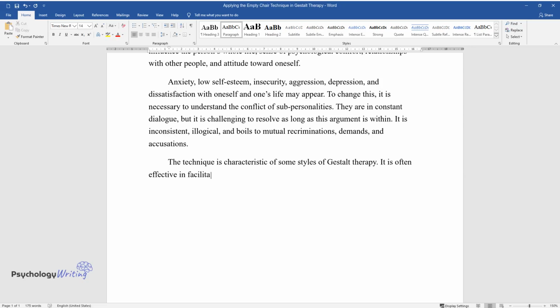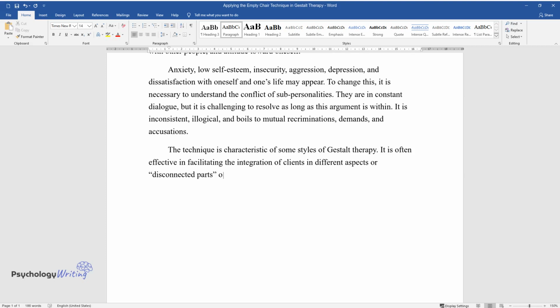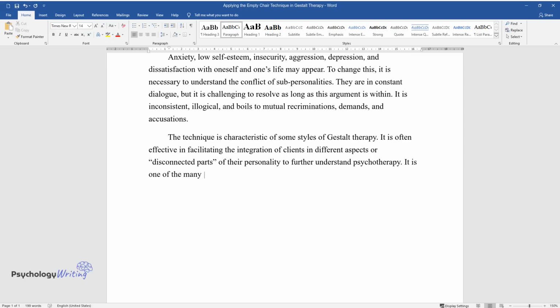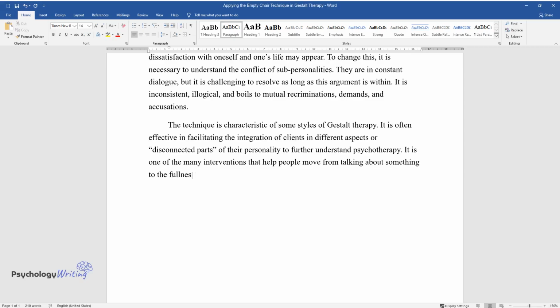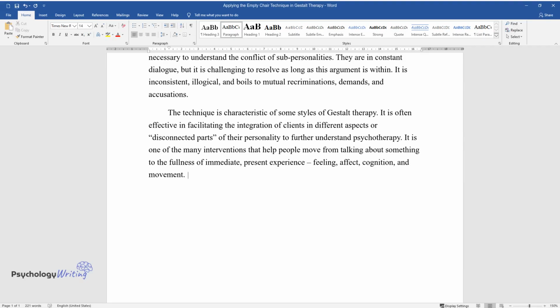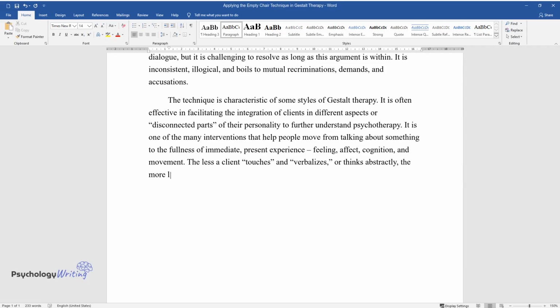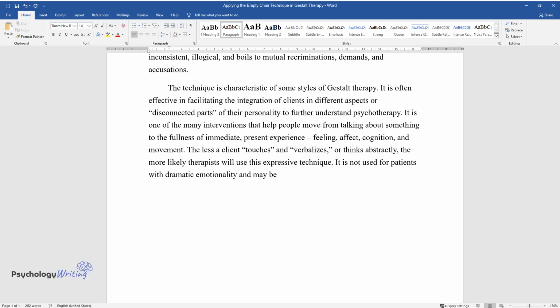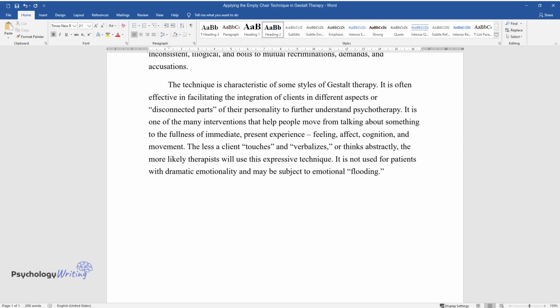It is often effective in facilitating the integration of clients' different aspects or disconnected parts of their personality to further understand psychotherapy. It is one of the many interventions that help people move from talking about something to the fullness of immediate, present experience, feeling, affect, cognition, and movement. The less a client touches and verbalizes, or thinks abstractly, the more likely therapists will use this expressive technique. It is not used for patients with dramatic emotionality who may be subject to emotional flooding.